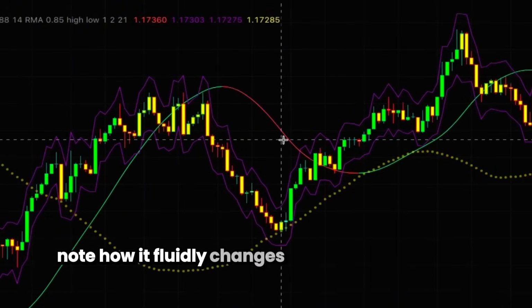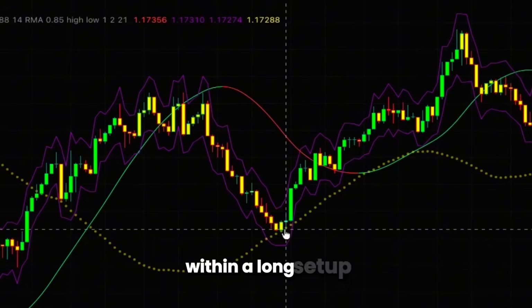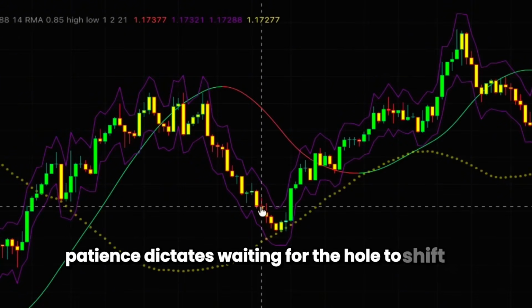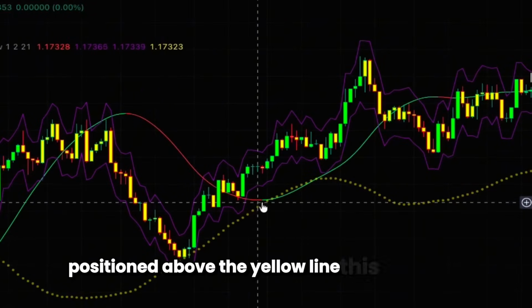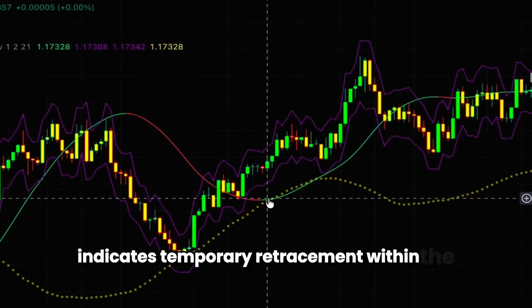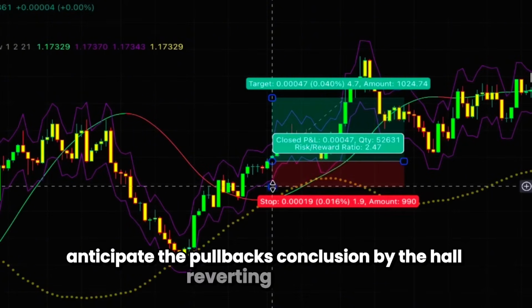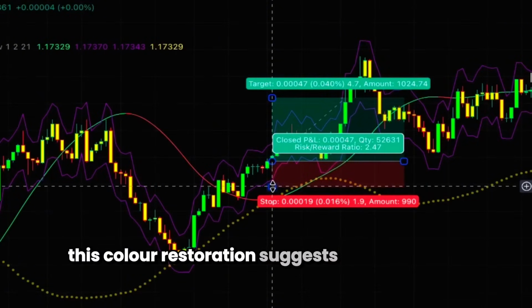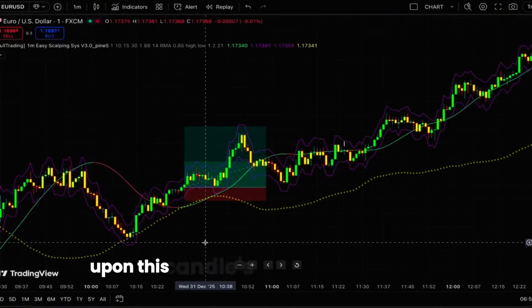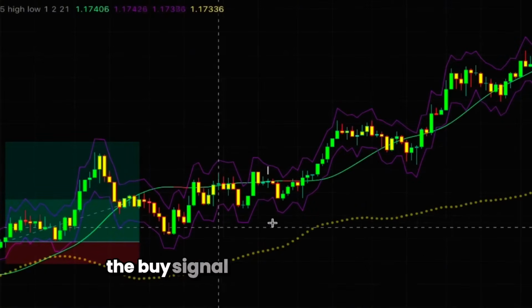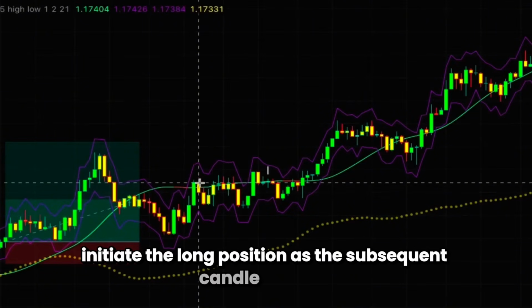Note how it fluidly changes from green to red and back, reflecting bullish or bearish pressures. Within a long setup, patience dictates waiting for the Hull to shift to red, signaling a likely pullback, provided it remains positioned above the yellow line. This red phase indicates temporary retracement within the uptrend context. Advancing further, anticipate the pullback's conclusion via the Hull reverting to green. This color restoration suggests the correction has exhausted, paving the way for resumed upward price progression. Upon this candle's closure with Hull green, the buy signal solidifies. In live trading, initiate the long position as the subsequent candle initiates.